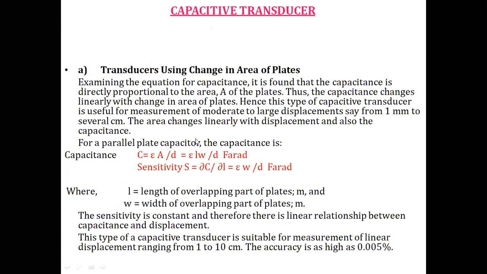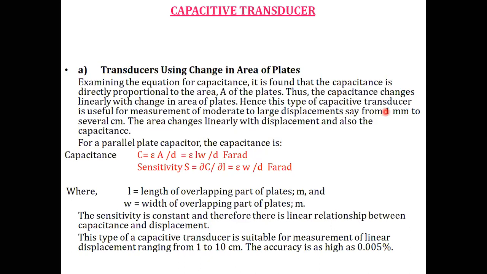First one, transducers using change in area of plates. Examining the equation for capacitance, it is found that the capacitance is directly proportional to the area A of the plates. Thus, the capacitance changes linearly with change in area of plates. Hence, this type of capacitive transducer is useful for measurement of moderate to large displacement. We are going to use this transducer.